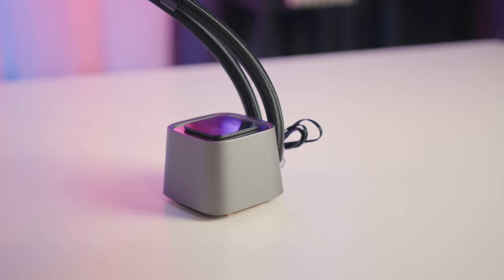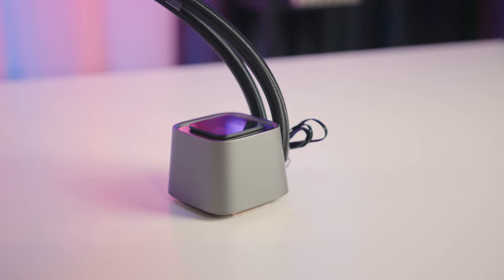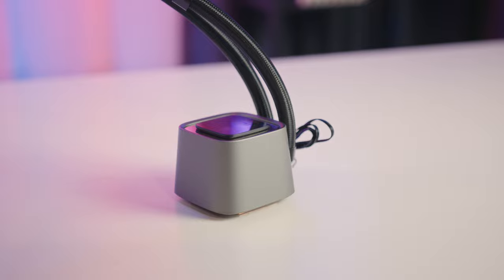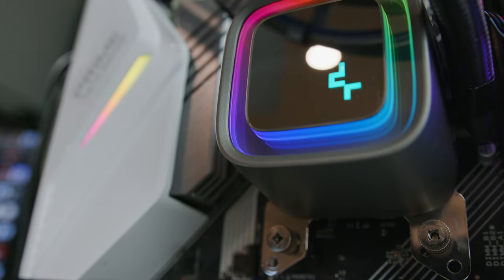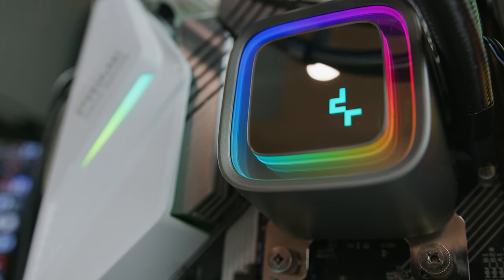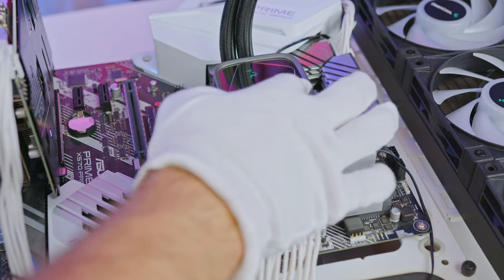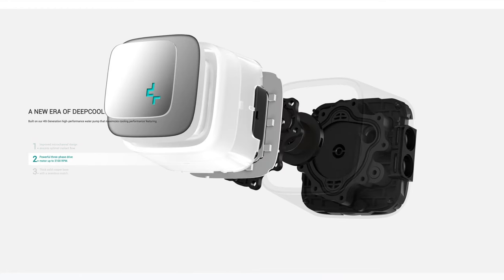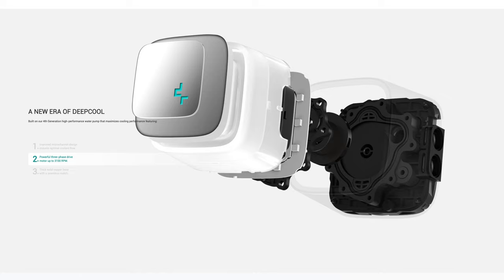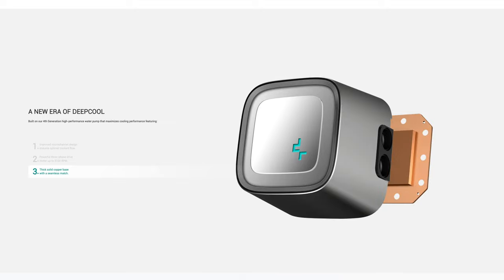The fourth generation dual chamber pump block measures 86 by 74 by 25 millimeters. It features a dual infinity mirror RGB design and a rotating logo plate. The three-phase brushless motor is faster than last generation's, with a max RPM of 3100 RPM. DeepCool has reportedly redesigned the microchannel design on the copper cold plate for improved coolant flow.